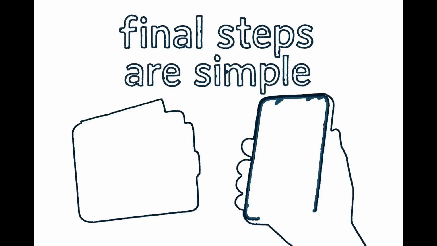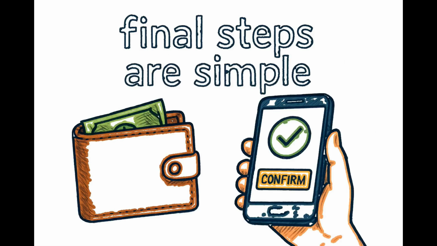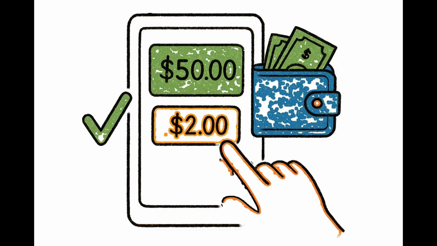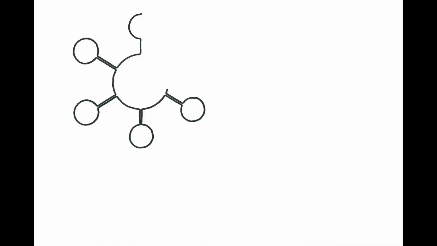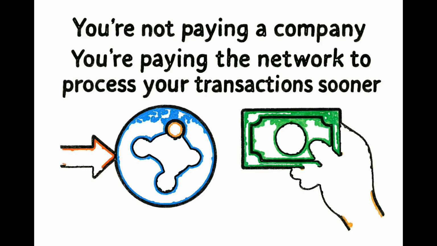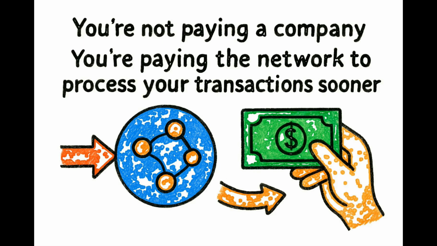Once you've verified the destination, the final steps are simple. You review the amount, check the fee your wallet suggests, and then you confirm and send. Fees are how the network decides which transactions to include first. You're not paying a company. You're paying the network to process your transactions sooner.